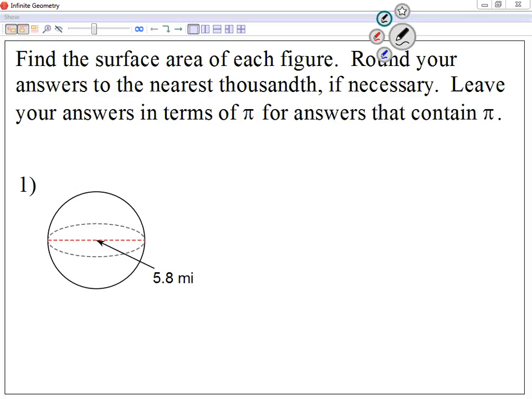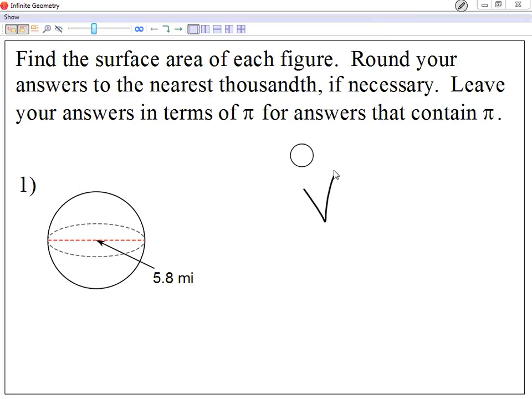Let's take a look at our work for today. So remember, once again, today we're only dealing with surface area. So let's find the surface area of each figure. Write your answer to the nearest thousandth if necessary. Thousandth means 3 decimal places. And leave your answer in terms of pi for answers that contain pi.